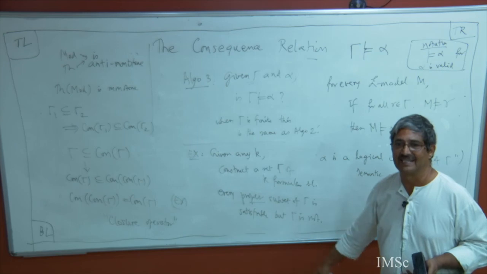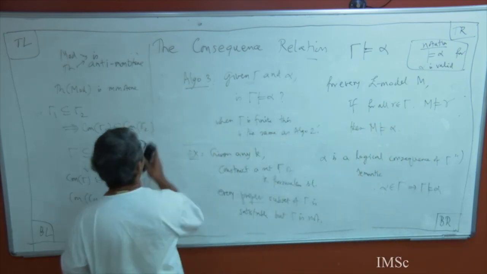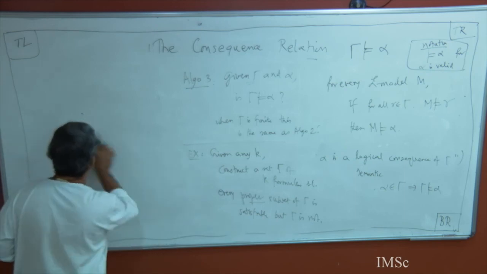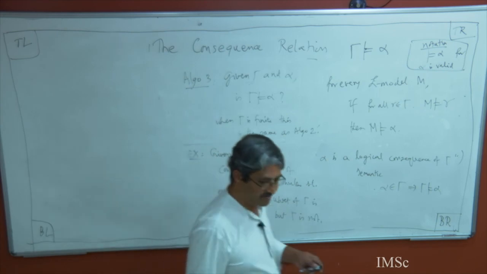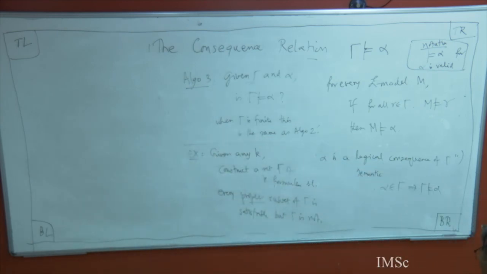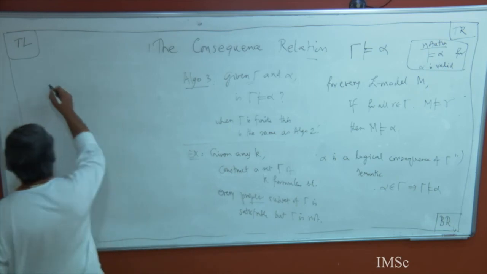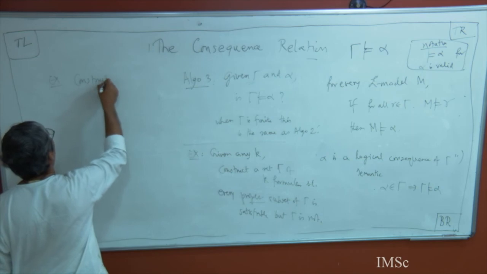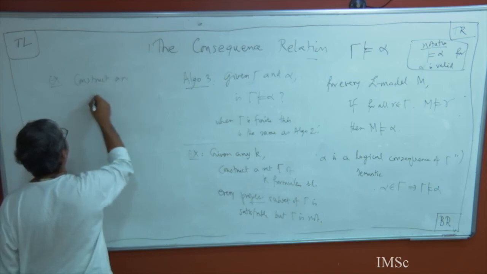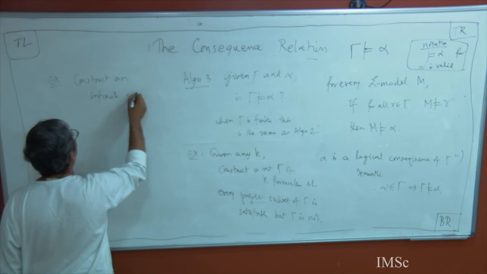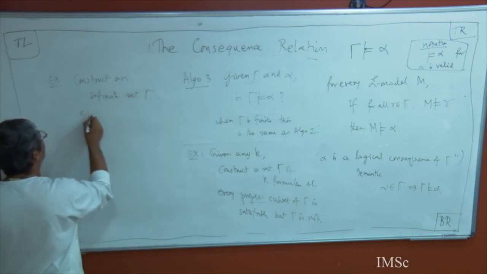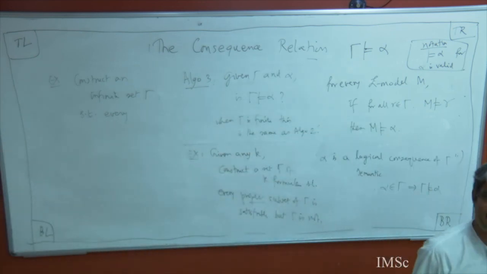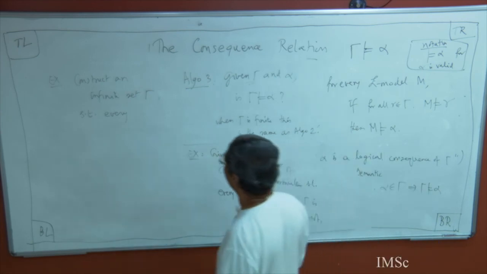We are doing all this with finite sets. What about infinite sets? Exercise: construct an infinite set gamma such that, well, every proper subset, that's too much. A simpler thing is to consider every finite subset.